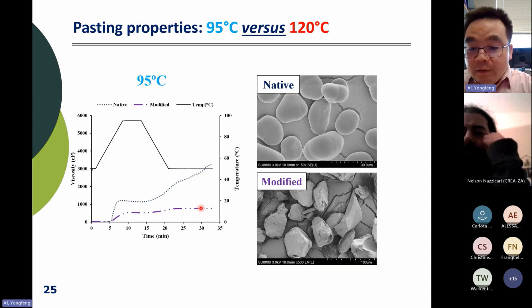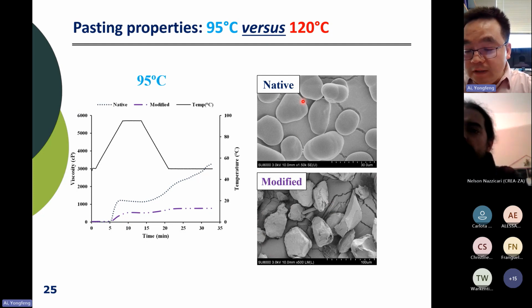So we are thinking, okay, when we look at the granular structure, this is the granular morphology of the different native and the modified starch under SEM. We observe the loss of the granular structure. It doesn't have the native starch structure. So we are thinking, yeah, this makes sense because of the loss of the granular integrity, we don't have such a high viscosity.